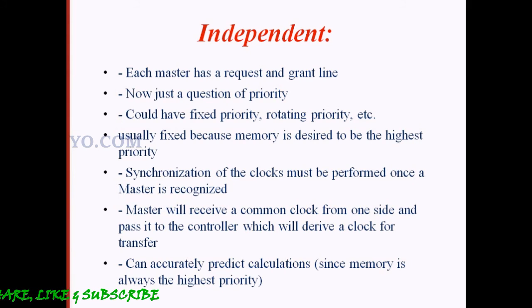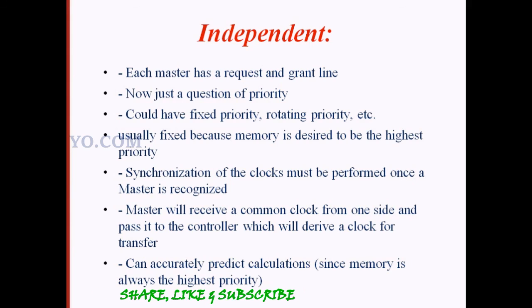These are the summary points related to independent priority. Each master has a request and grant line. Now it is just a question of priority. It could have fixed priority or rotating priority, etc. Usually fixed priority is mainly used because memory has a fixed priority, so it is decided to be the highest priority.